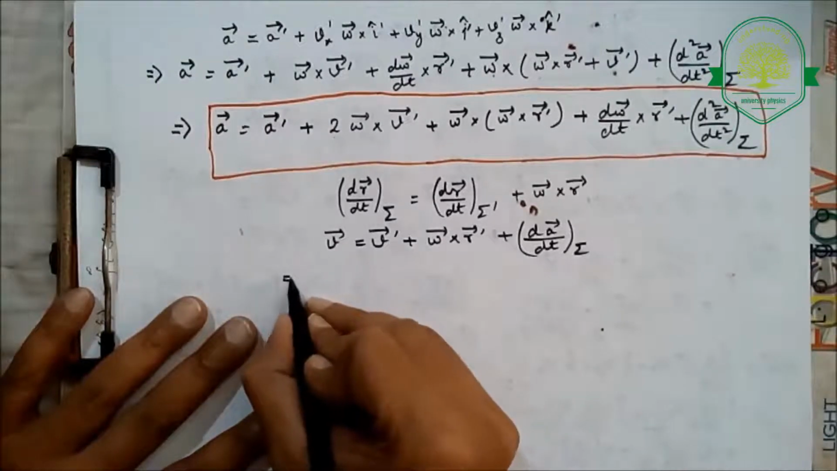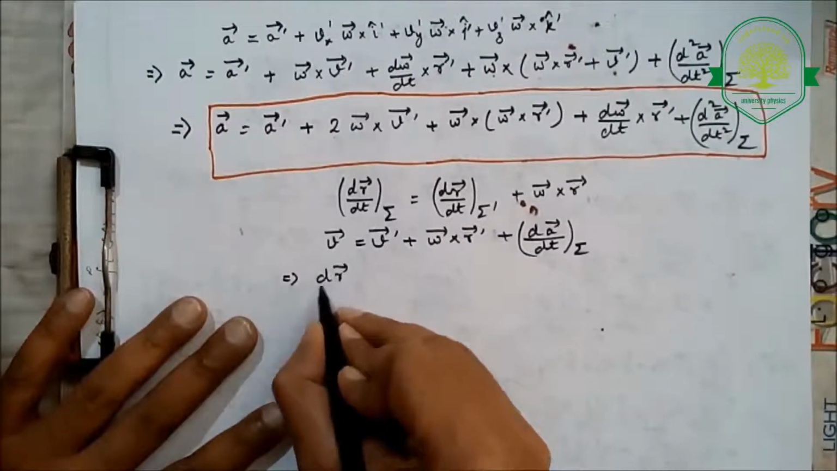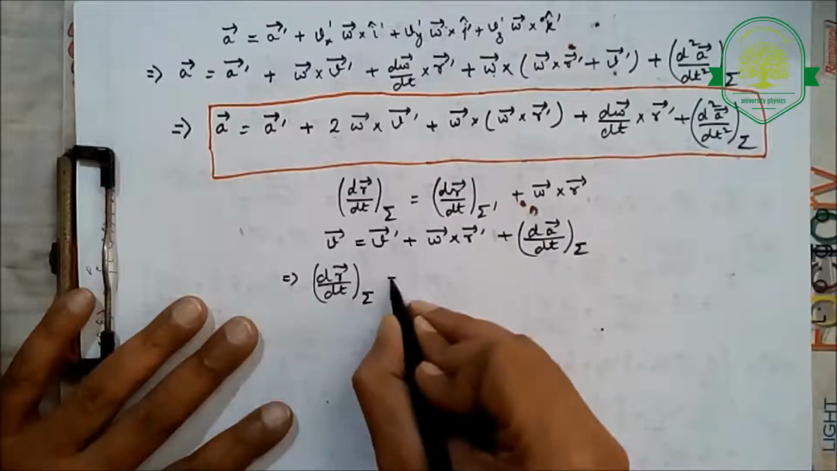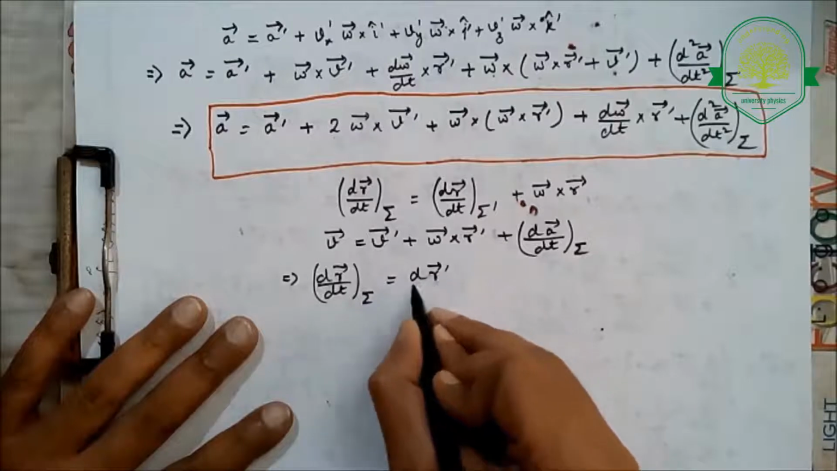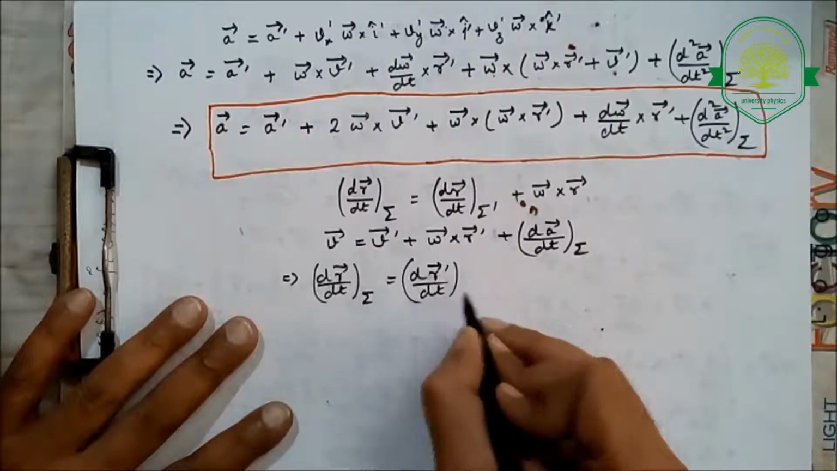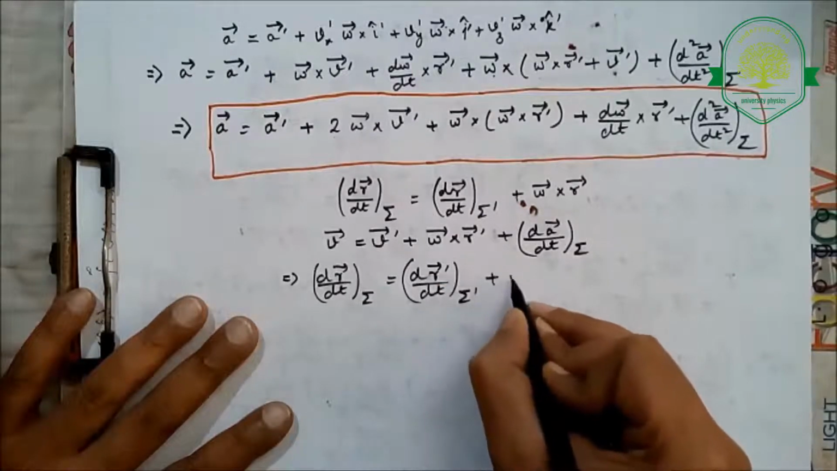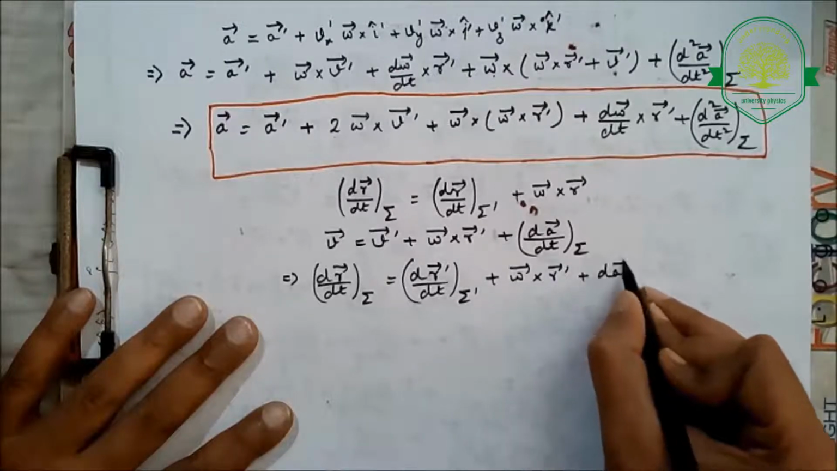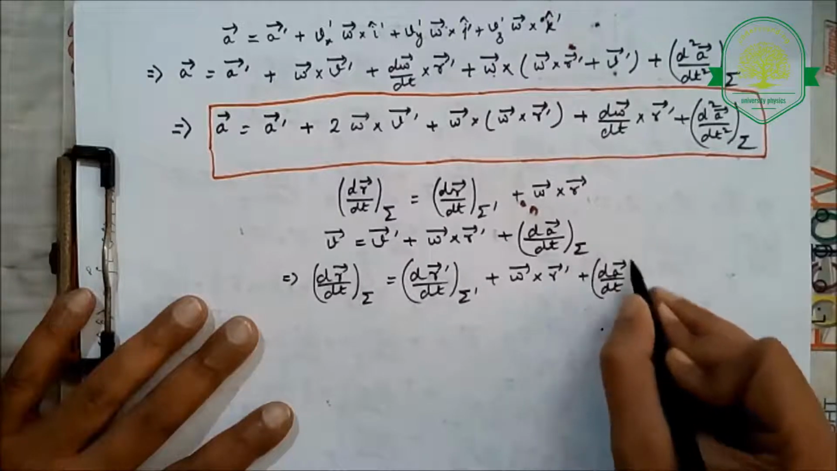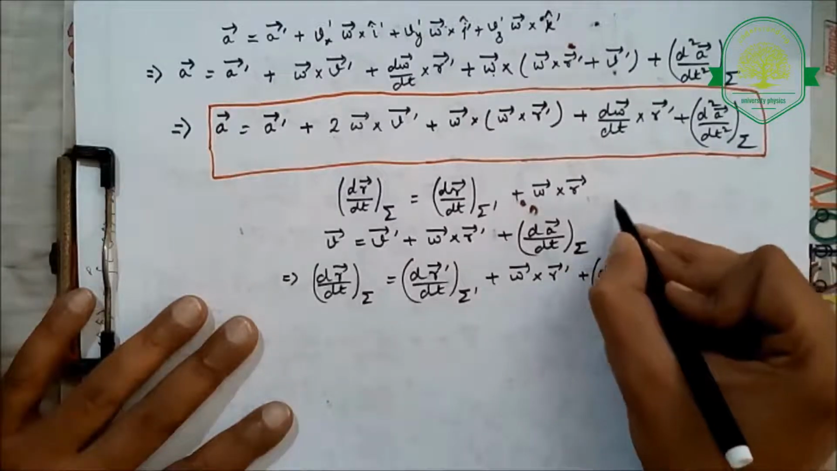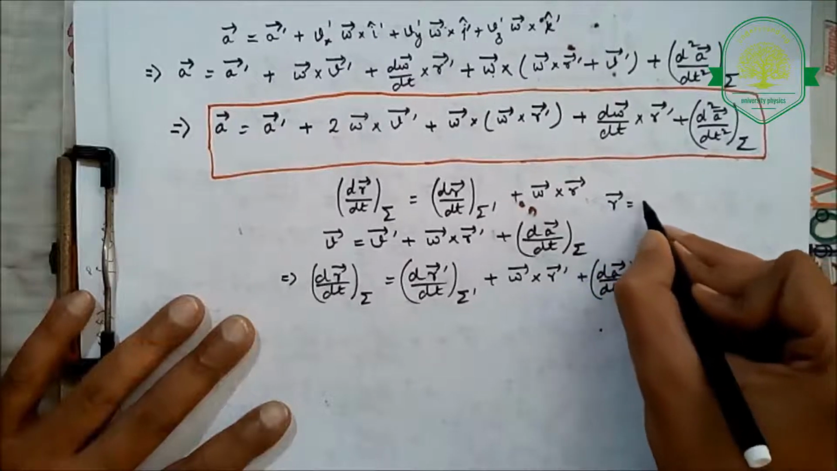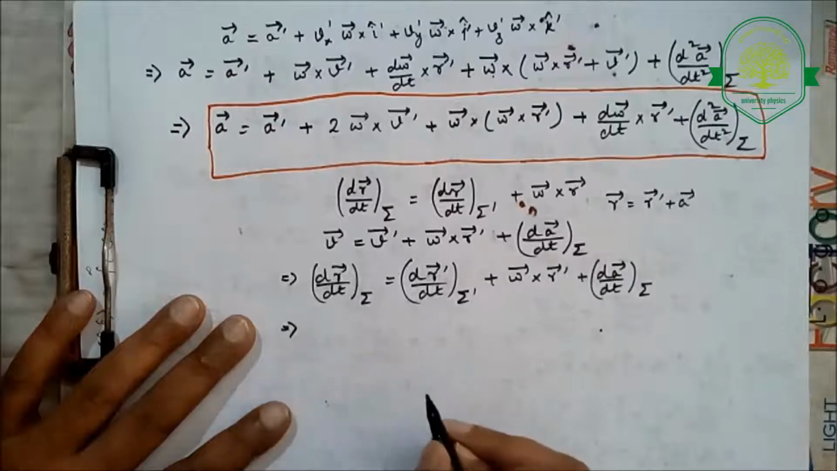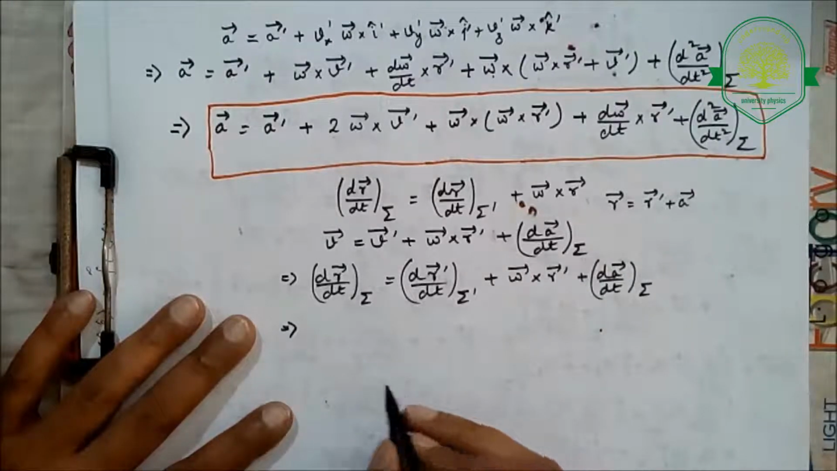V vector is just dr vector over dt as seen from the sigma frame of reference. V primed is dr primed over dt as seen from the sigma primed frame of reference plus omega cross r primed plus dA vector over dt as seen from sigma frame of reference. Now r vector in this situation is just r primed vector plus A vector. Remember that r primed, A, they are all functions of time.